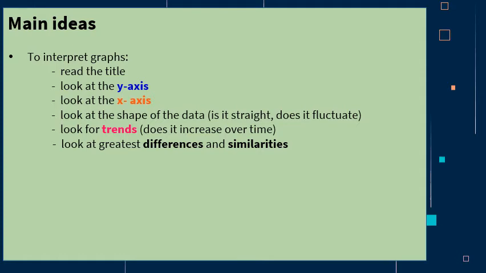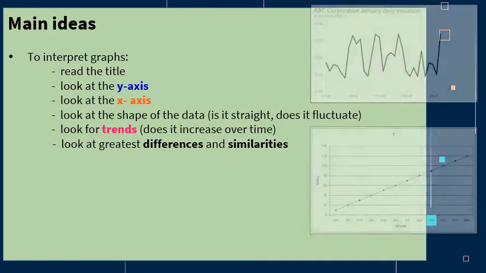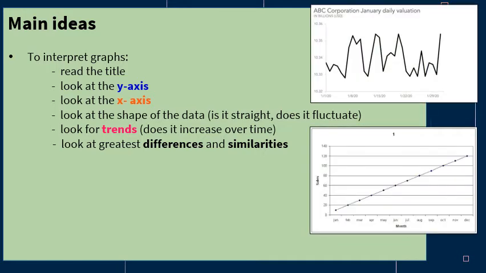Then you want to look at the shape of the data. Is it straight or does it fluctuate? When I say straight, for example, here we've got some sales data. This is the number of sales and this is the name of the months. We can see that this is relatively straight. Compared to the data at the top here, it fluctuates. It goes up and down, up and down. So it's really volatile. That's another thing we want to look at. Is it a consistent story over time, or does it vary a lot?